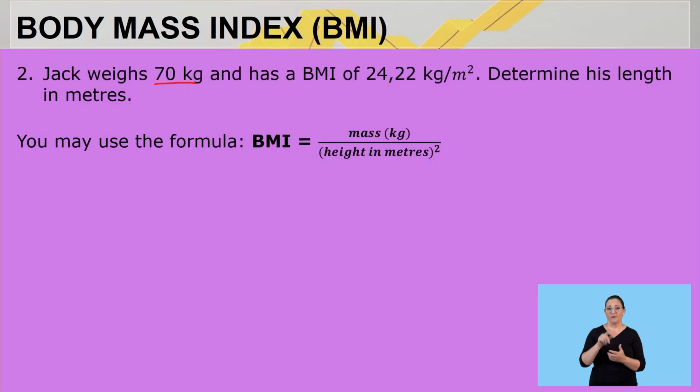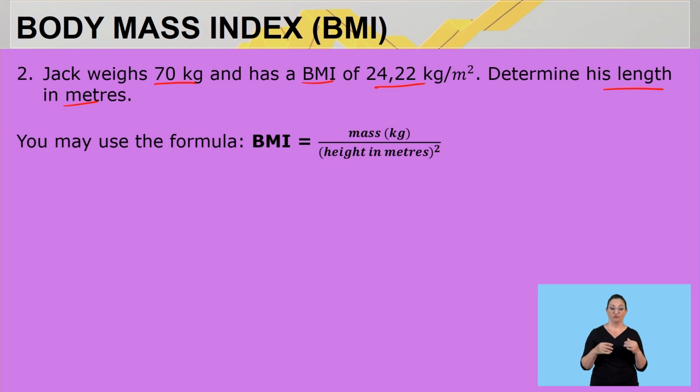Let us now move on to our next question. So at number 2, we are saying Jack weighs 70 kilograms and has a BMI of 24,22 kilograms per square meter. Determine his length, right, in meters. All right, so can you see slightly different? Okay, so therefore always start with what is given to you. So it says you may use the formula BMI equals mass in kilograms divided by your height in meters squared.